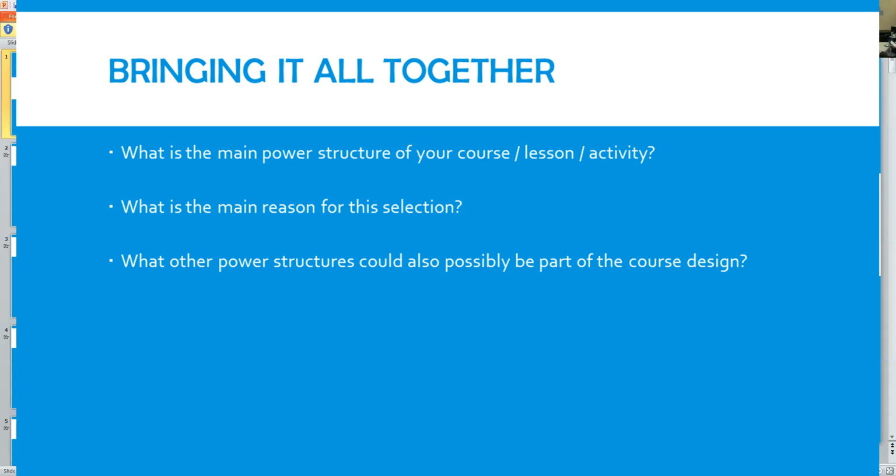There are no theory police on campus who are going to come around and tell you you're wrong, okay? This is for you. If you can't give yourself a good reason for why you chose this power structure, then you've got to think, why is that so? Maybe I need to choose a different one. And then also you could think through what other power structures could possibly be in the course.